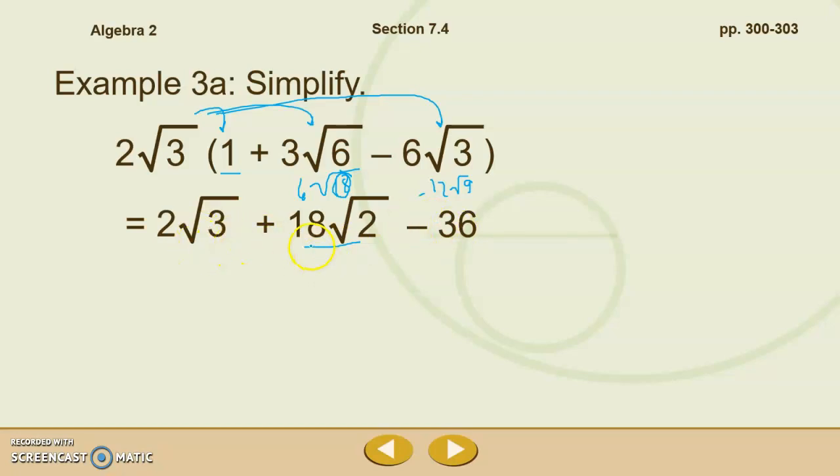There's nothing else that we can do to simplify those expressions, so we don't have any more like terms to combine, and that is our simplified answer.